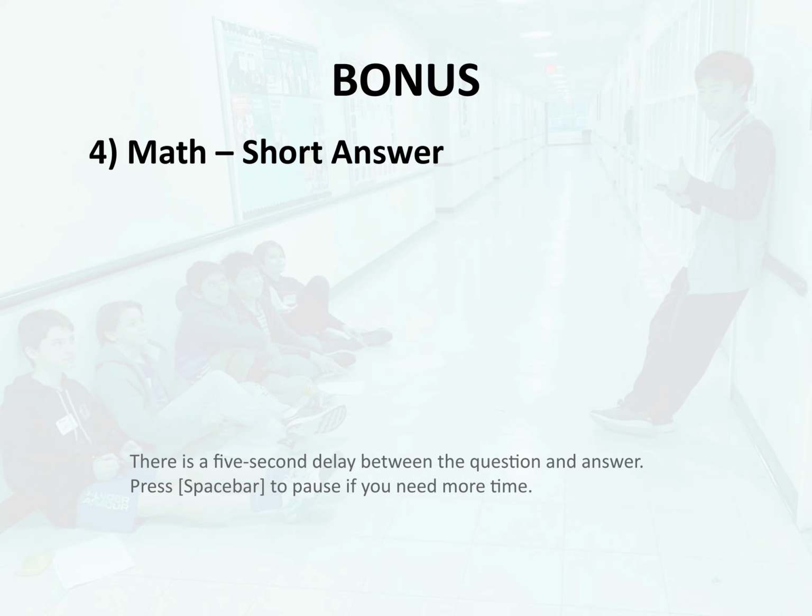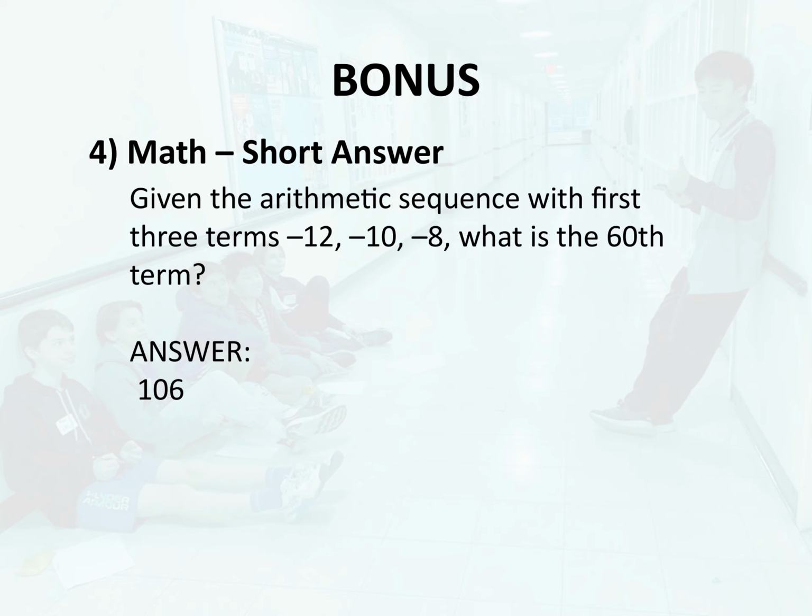Bonus 4. Math, short answer. Given the arithmetic sequence with first three terms -12, -10, -8, what is the 60th term? Answer: 106.